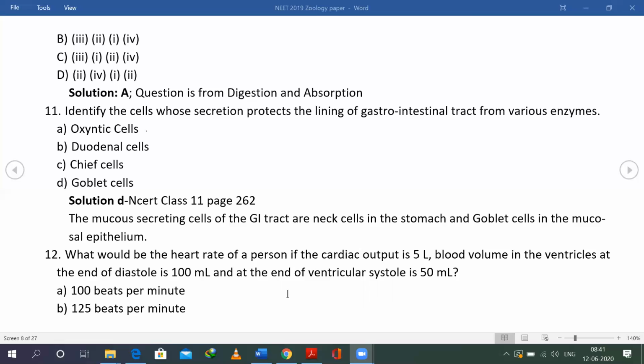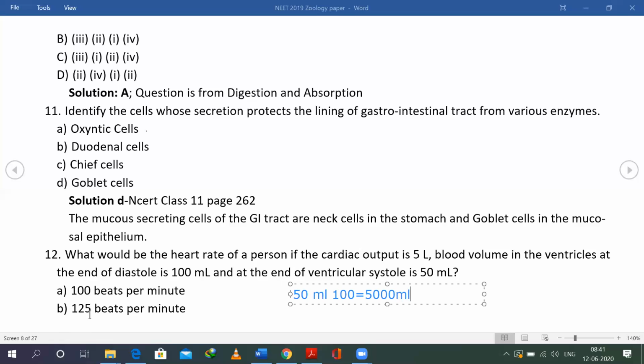So if you identify that, it will be easy for you. So 50 ml, right? So how many times the heart needs to beat? If it beats for 100 times, you're going to be getting obviously 5 liters, 5,000 ml. So based on this, we can clearly see 5,000 ml. So we got the answer here.